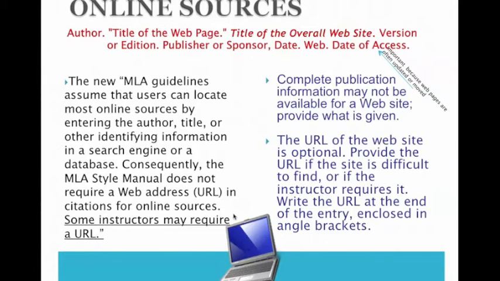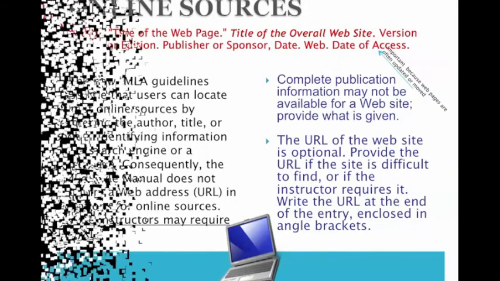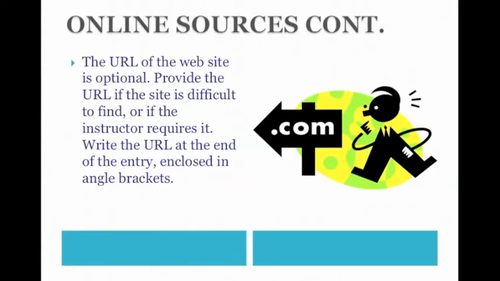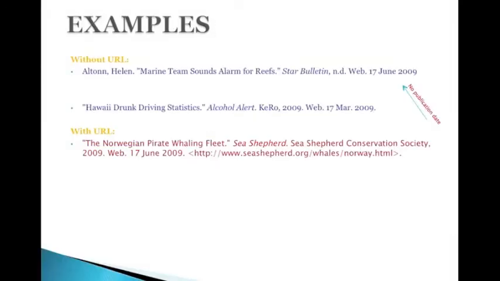This is important because web pages are often updated or moved. A new change in MLA makes it optional for students to include a URL. The new MLA guidelines assume that users can locate most online sources by entering the author, title, or other identifying information in a search engine or database. In this course, it is optional to use a URL. Please make sure if you do include the URL that the link works. To accurately include the URL, simply write the URL in angle brackets at the end of the entry. Here is an example of two sources documented with the URL and without a URL.